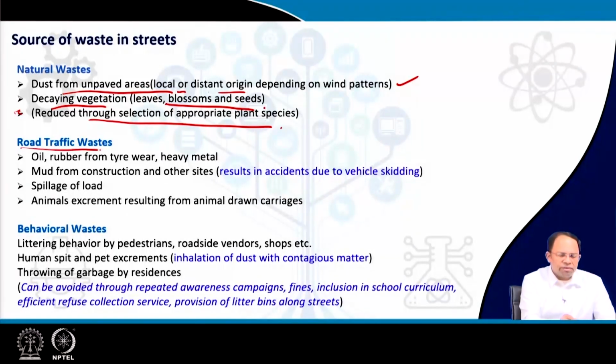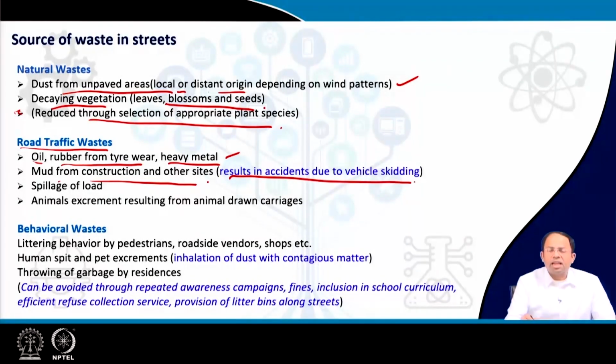Then the second source of waste is artificial, which is road traffic waste: oil from the cars, rubber from tire wear, heavy metals which come out of the fuel, unburned fuel and even from rubber. All this falls on the street and remains in the street. Then mud from construction and other sites. A vehicle may move into a construction site or some other site and then come out with mud and spread it into the entire street, and this results in a lot of skidding for other vehicles. If there is a lot of mud in the street, then two-wheelers and others can skid and there could be a lot of accidents from that.